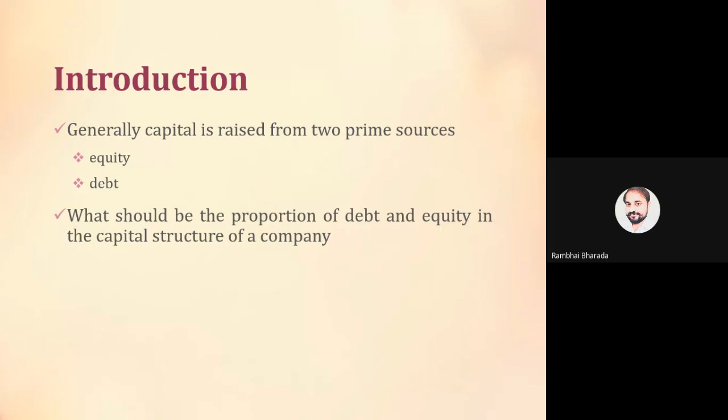See, generally we have two different sources. One is equity and number two is debt. Generally the companies are having two different sources for getting the money, for getting the finance. One is equity shares and number two is debt. But now the question comes, what should be the proportion of debt and equity in the capital structure of the company? Are you getting my point?